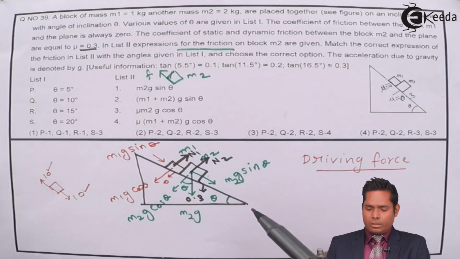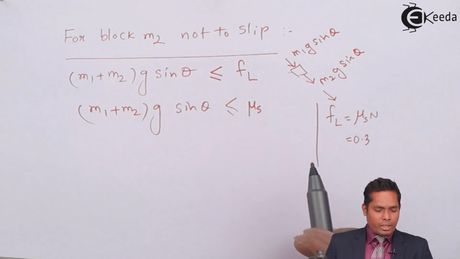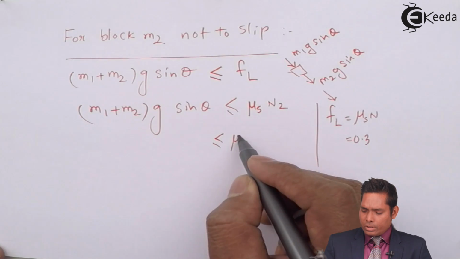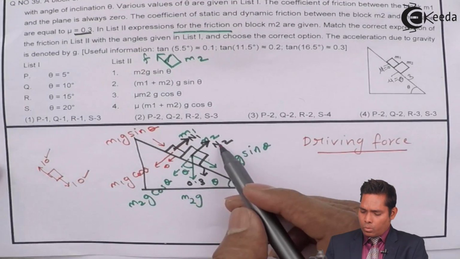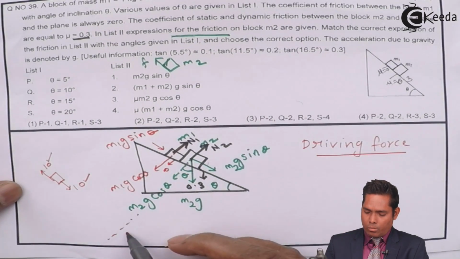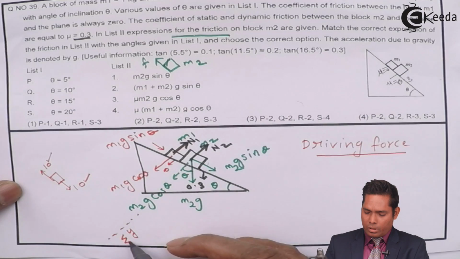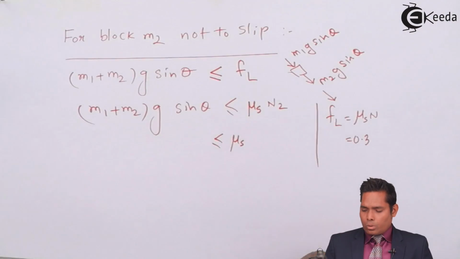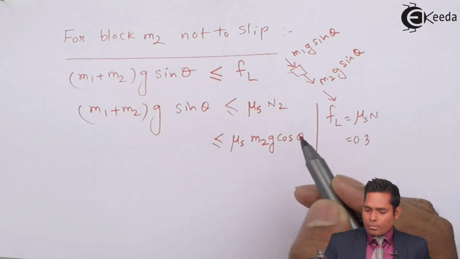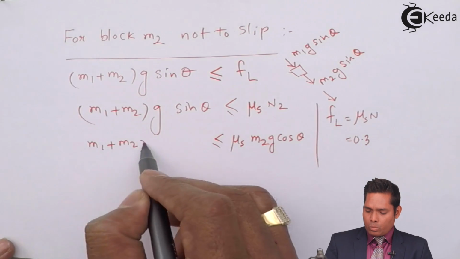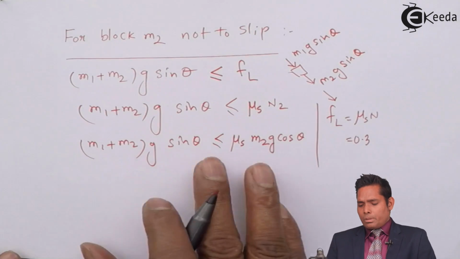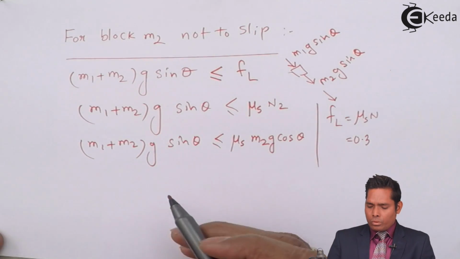So if I consider n2, and that n2 is m2g, you can see here this n2 matches with m2g cos theta, because in this direction the displacement of this block is 0. So if I put m2g cos theta, then m1 plus m2 g sine theta is this. If this condition is satisfied, the block will not move.